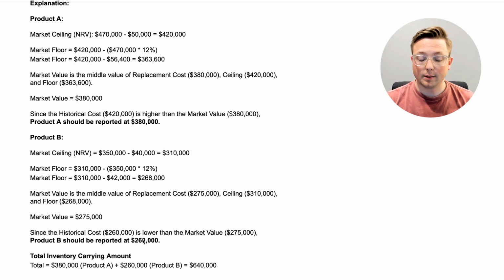So now that we know that product B is valued at $260,000 and product A is valued at $380,000, we can add those 2 together, and that gives us the total carrying amount of $640,000 for the inventory. But we had to calculate the lower of cost or market for both product A and for product B before we were able to do that.